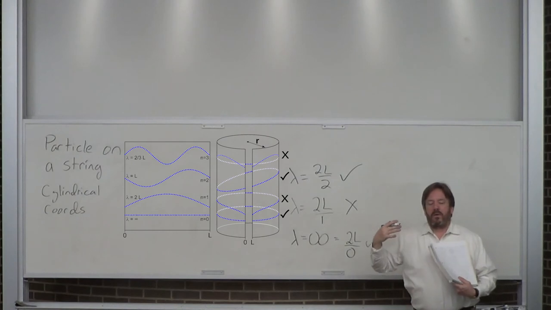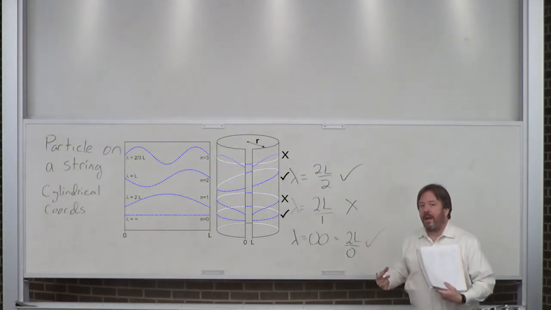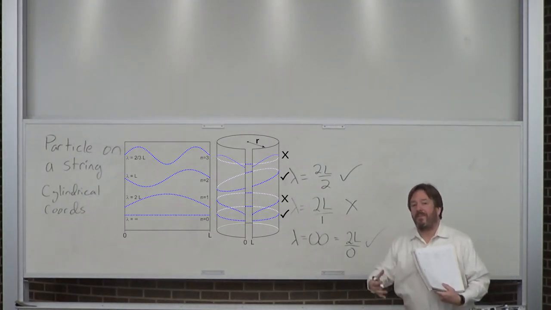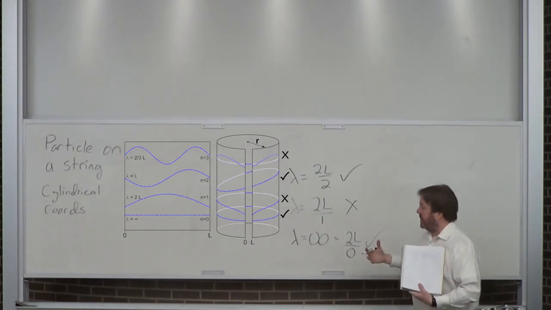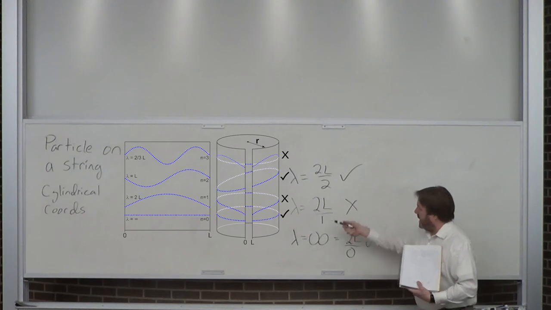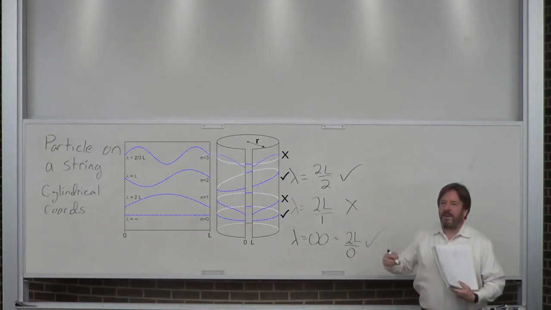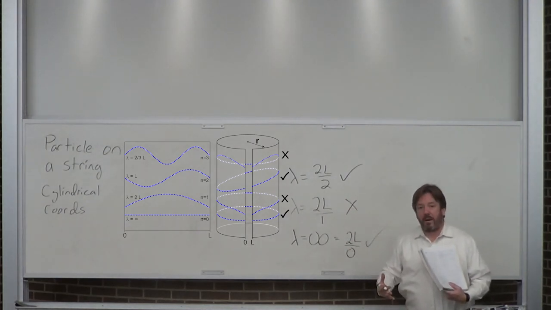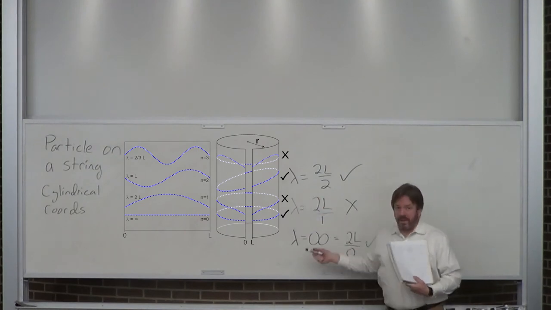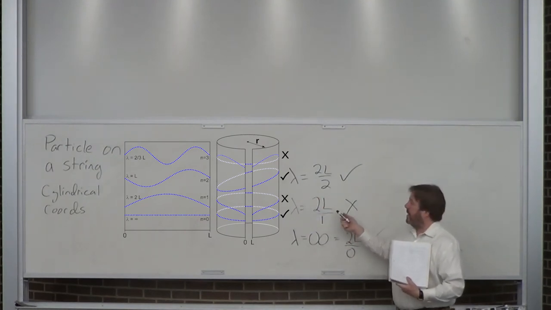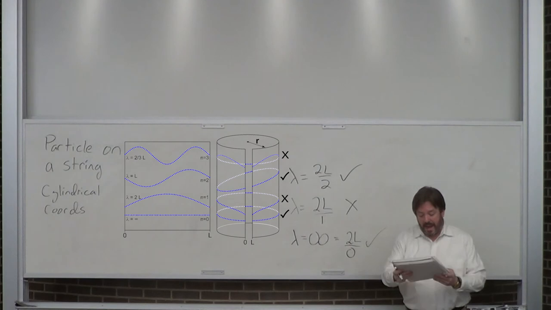If I go to 2L over 3, it's a fail. 2L over 4, it's a pass. Okay. So notice that what I've done here is I've created a nice picture, and I figured out a pattern here to know what the wavelengths are and which ones are smooth and continuous, which ones are allowed.